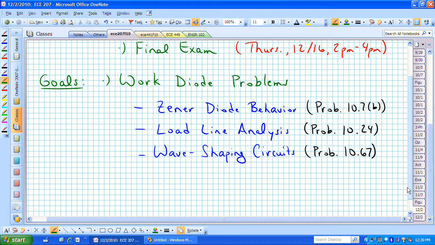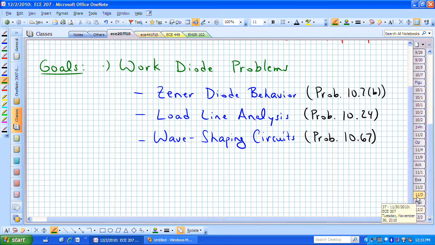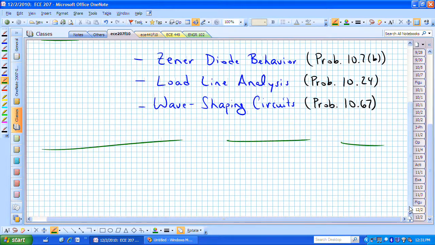techniques. We'll then do a transfer function relationship or a wave shaping circuit. We want to see what is the output voltage V0 versus an input voltage Vn. Let's then get started with some of these problems, and in particular we will start with problem 10.7b.